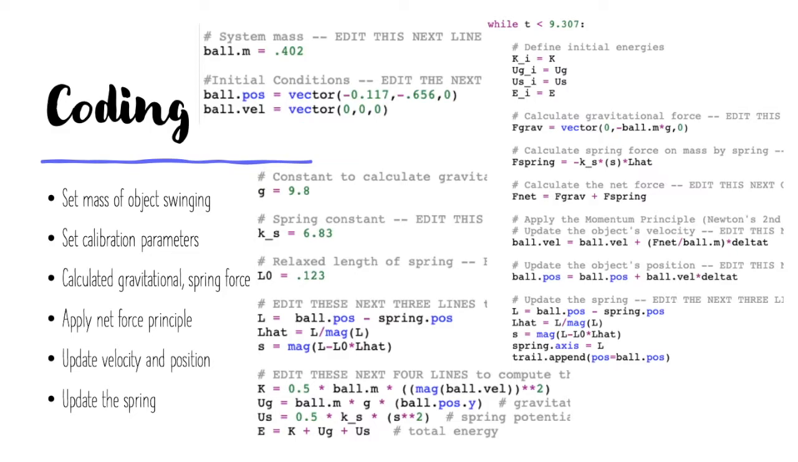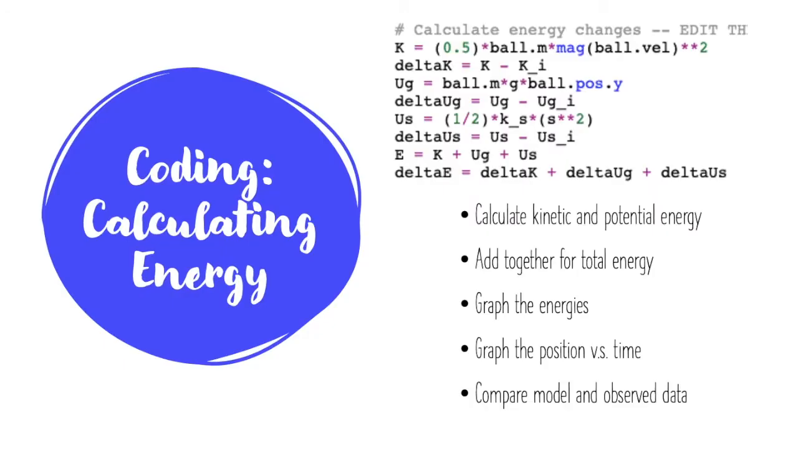After we've done that, we can update the spring and find the new L, L hat, and S for this time step. We're able to do this by taking into account the kinetic energy equations that we went over before, and then updating them to find delta K. And then we were able to do this for gravitational potential energy, spring potential energy, and total energy. Now that we have come up with these delta K, delta UG, and delta US values, they are put into the graph that we saw previously.